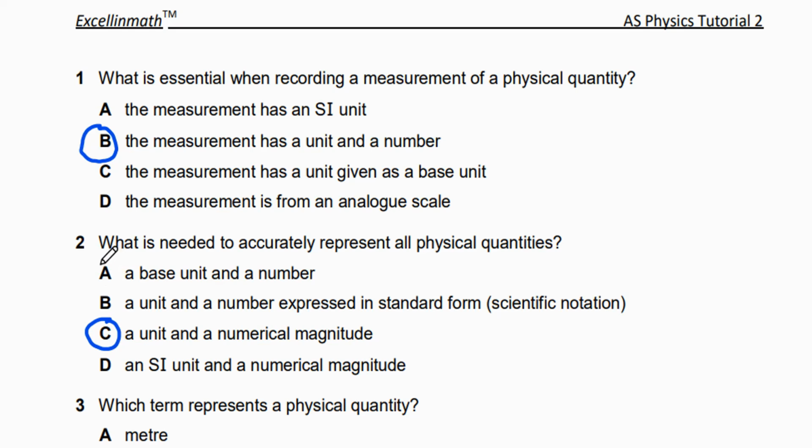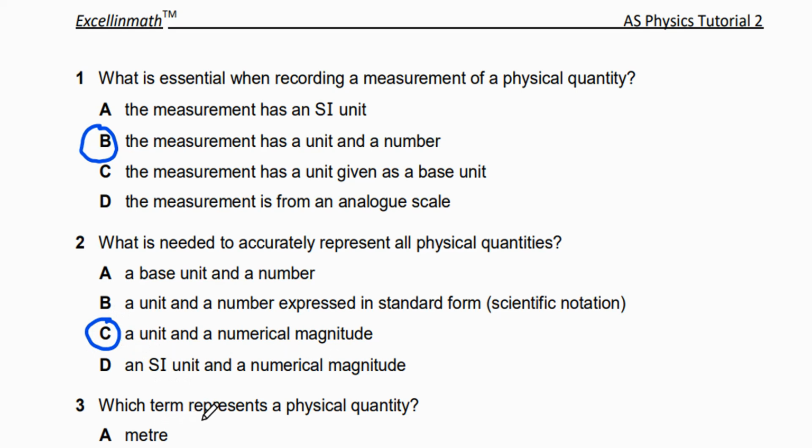Why isn't it A? The definition of a physical quantity doesn't specify that it must be a base unit. Why isn't it B? Once again, the definition doesn't specify that a number must be expressed in standard form. Then why isn't it D? The definition of a physical quantity doesn't specify that the unit must be a SI unit. So C is the correct answer here.